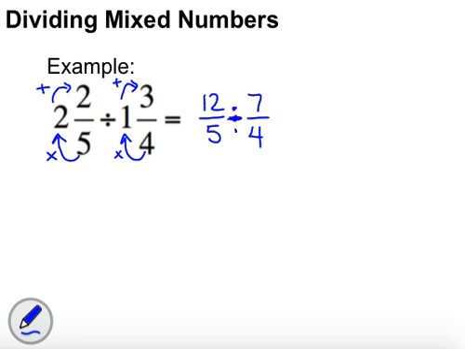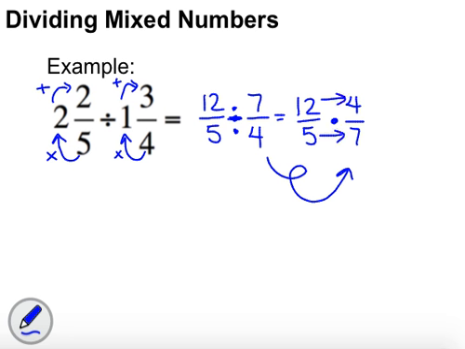Oh, common mistake I did there. This should be a division still. I haven't changed any reciprocals yet. So you're going to want to keep the first fraction, then change to multiplying, and take the reciprocal, flip it over, for that second fraction. Now we can multiply straight across the top and straight across the bottom. This will give you 48 over 35.